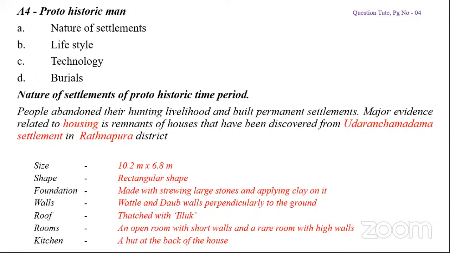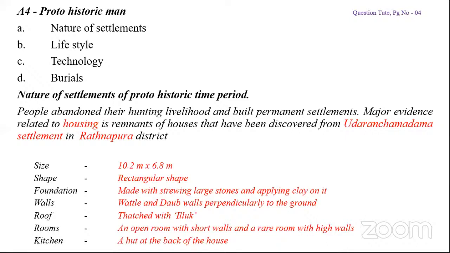And how was the roof? The roof was thatched with iluk. And how many rooms were there? There were 2 rooms in this house. The rectangular shaped house has 2 rooms only. One open room. Normally in the daytime they lived in this open room because otherwise it's very hot.